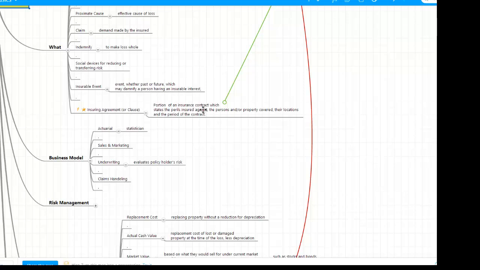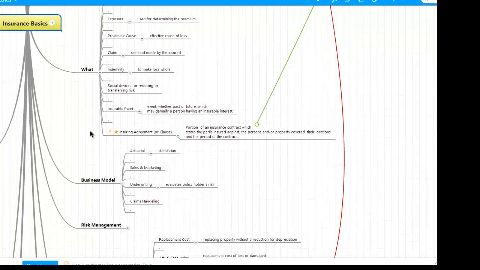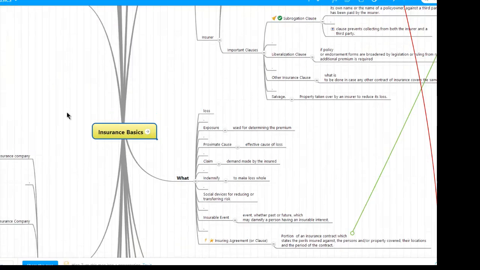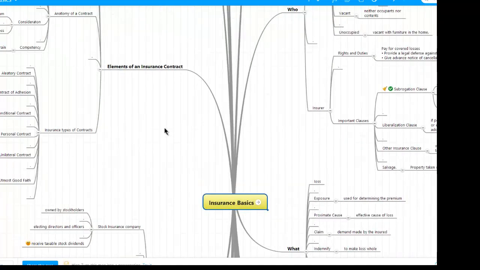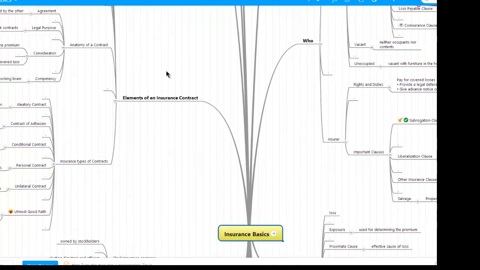But the insurance agreement states which perils are the hazards, the different things, the possibilities of what could cause loss, and their location and the period of the contract. That's called the insuring clause. We'll go over that more here in just a minute. So now I'm going to come over to here, and we're going to talk about the actual types of contracts.